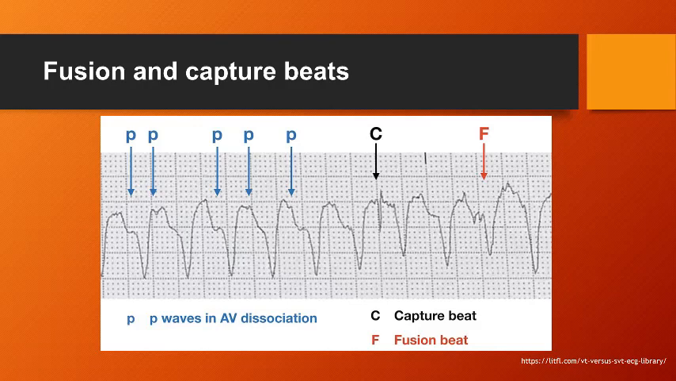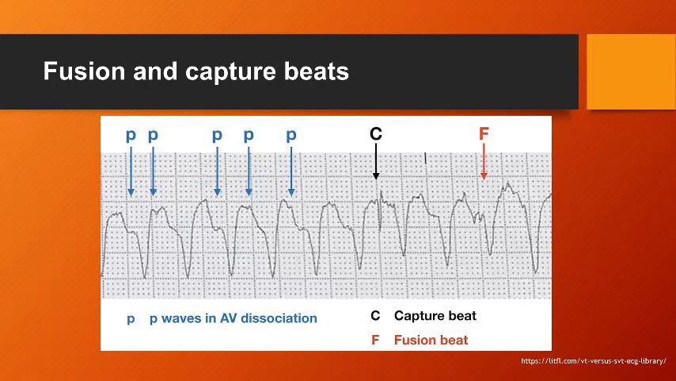Like you can see in this picture, this waveform is a combination of an impulse that originated from a ventricle and a supraventricular impulse, and hence it is called a fusion beat. You can see the different morphological features of a VT wave and a fusion beat.